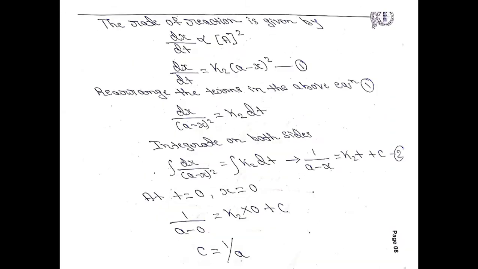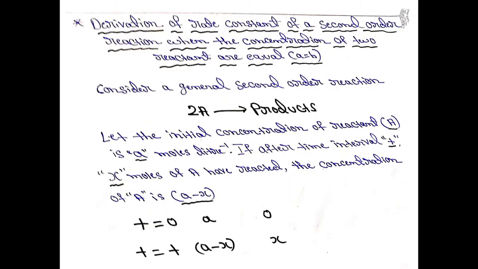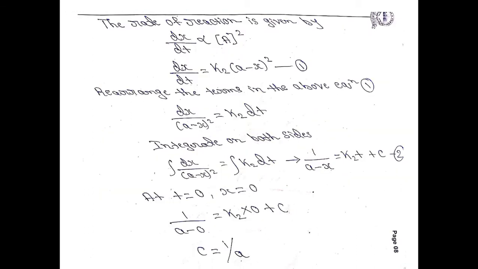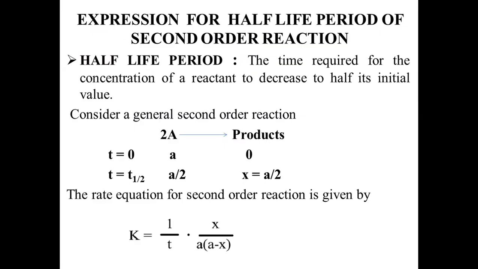In the previous video, we studied the difference between order of a reaction and molecularity of a reaction, and the derivation of the rate constant of a second order reaction when the concentration of the two reactants are equal, that is a equals b. Today we will discuss the expression for half-life period of a second order reaction.